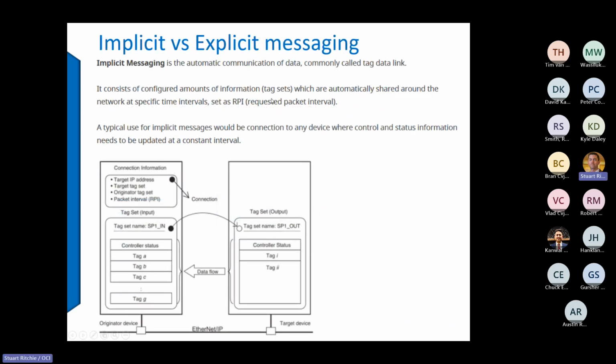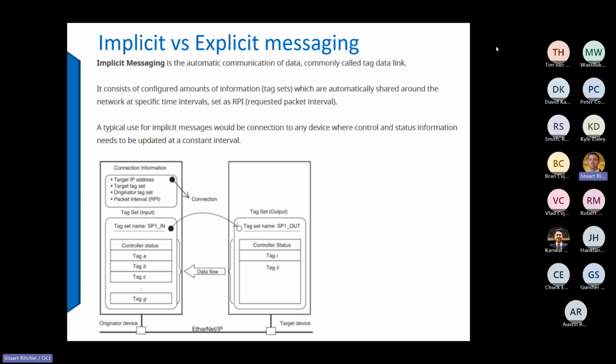Now, there are basically two flavors of Ethernet IP. One of them is called implicit messaging, commonly called a tag data link. If you're reading the CIP standard, that's what they refer to it as. But basically, this is where we set up a link between our PLC and an adapter class device, say a VFD or a smart camera, something like that. And we tell it we want to go after a certain tag set, and we want to update that data at a certain RPI, or requested packet interval.